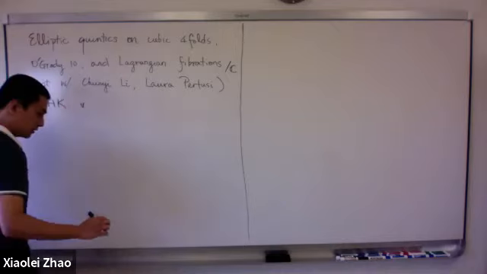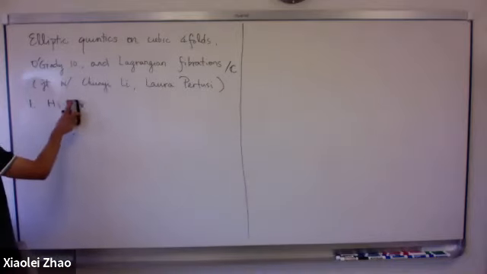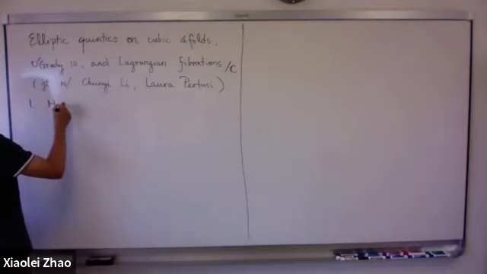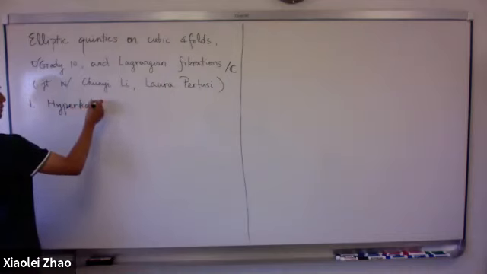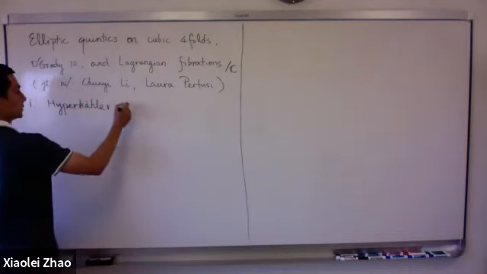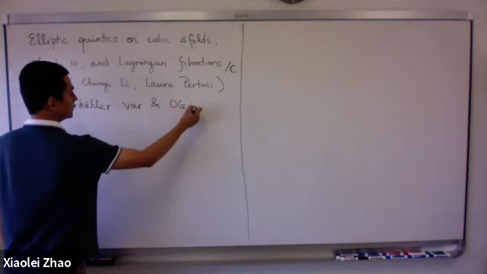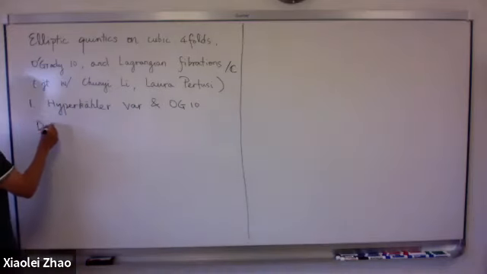Let me at least spell the word once. So let me start by talking about hyperkähler varieties and this thing called OG10. I'll just write OG10 for OG10. Okay, so let me start by writing down the definition.